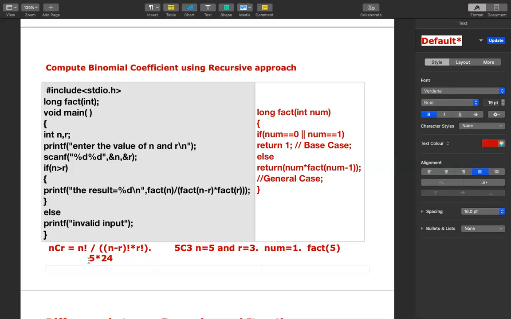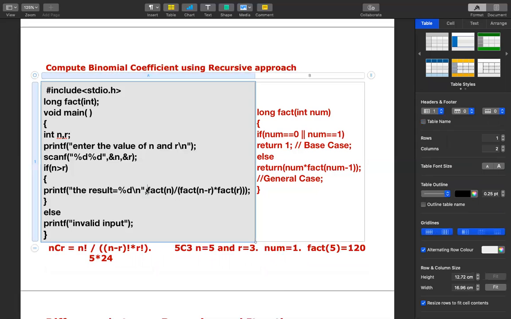24 into 5, that is 120, is the answer of the previously called function, fact of 5. So this is 120. Where was factorial of 5 called? It was called in the numerator. So this numerator will be replaced by 120.